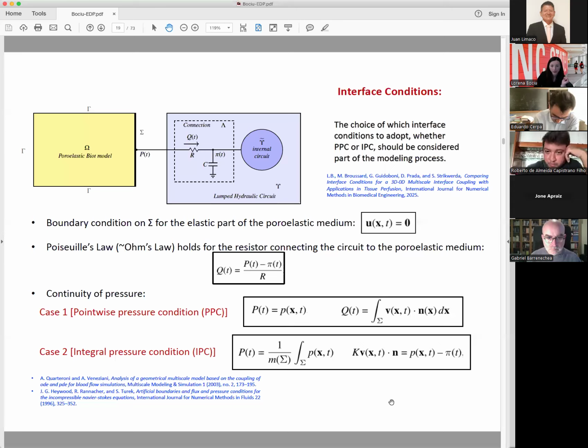Navier-Stokes equations. Now, the choice of which interface conditions to adopt should be part of the modeling process, right? And driven by the problem you're modeling, okay? We investigated both of them, and we have a recent paper where we did that, so I listed that there. Numerically, we look at them and how the solution is different between the two scenarios.